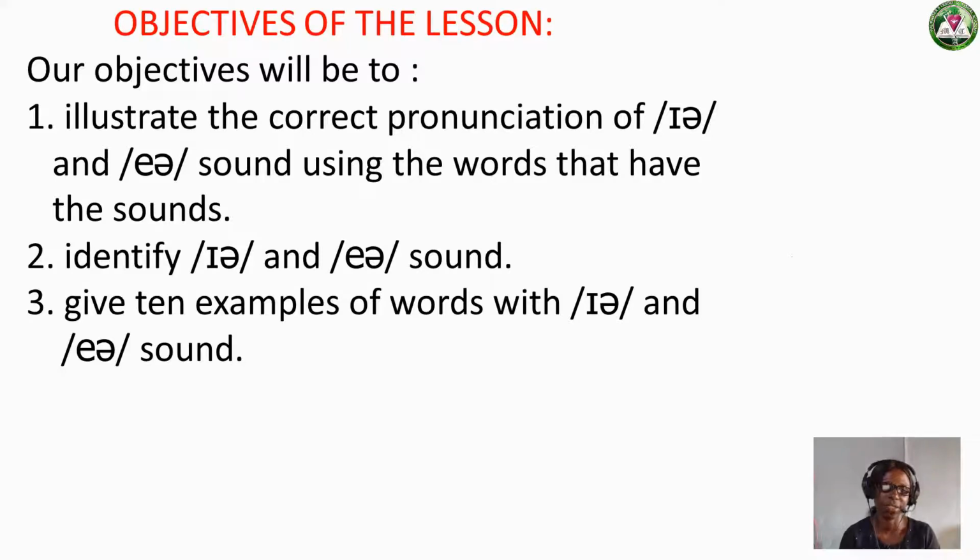Objectives of the lesson. Our objectives will be to: 1. Illustrate the correct pronunciation of ear and air sound using the words that have the sounds. 2. Identify ear and air sound. 3. Give 10 examples of words with ear and air sound.